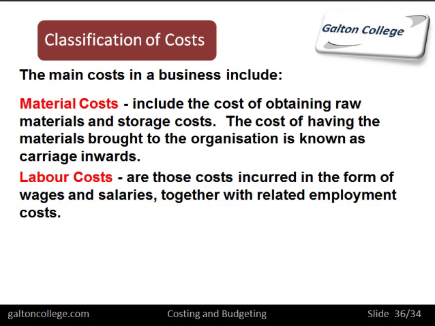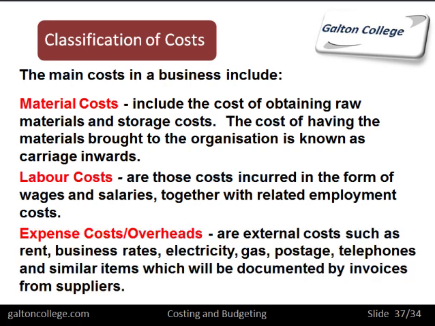Labour costs, these are normally in the form of wages and salaries, and there are also other related labour costs: insurance on the workers, and then there will be health and safety issues, and there are all sorts of other costs involved in employing people. So that's the second type of cost. The first is the material cost, the second is labour costs. The final type would be expenses and overheads. These are really external costs. There are costs such as rent, business rates, electricity, gas, postage, telephones, and similar items which will be documented by invoices from suppliers. It's a type of expense cost.